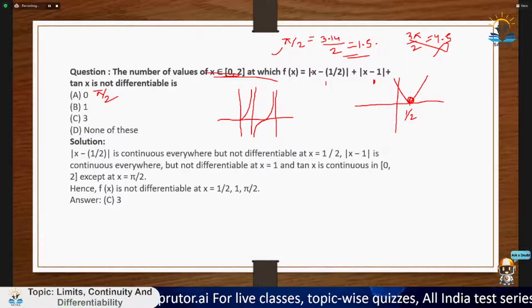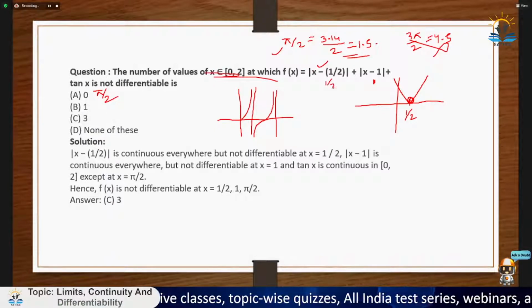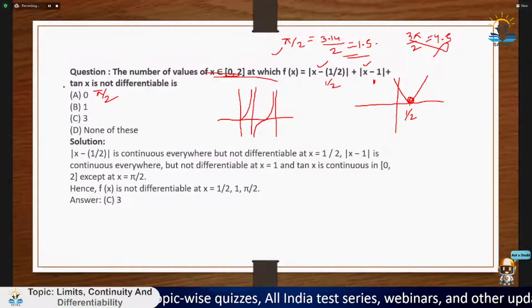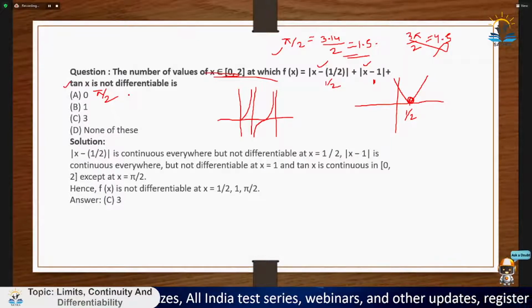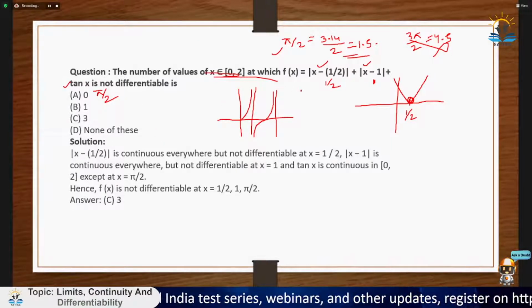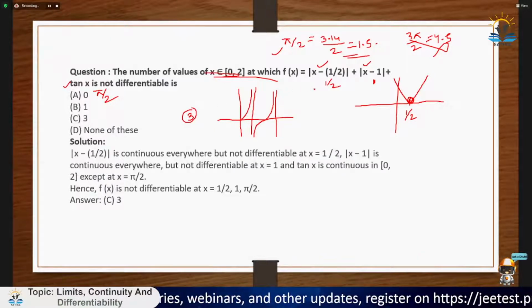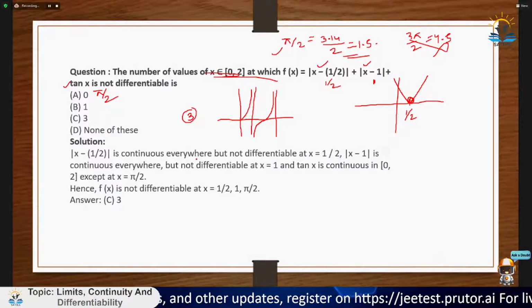So from here, I'm getting one point at x equal to half. I'm getting one point from here, at x equal to 1. And I'm getting one point of non-differentiability from here at x equal to pi by 2. So at these 3 points, my function is non-differentiable. So I can say that my function is non-differentiable at 3 different points. Okay, so I just calculated the non-differentiability individually from these three, and I added all those things.